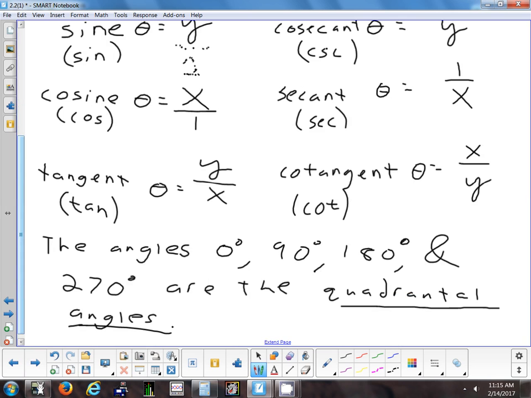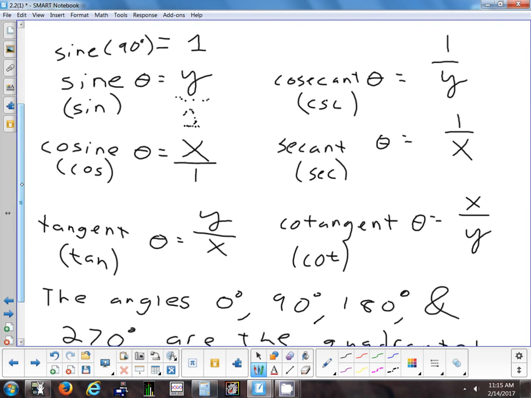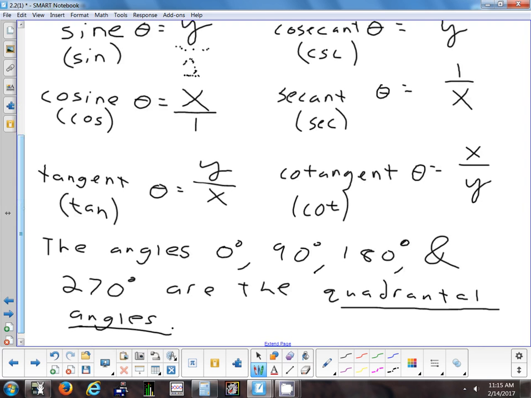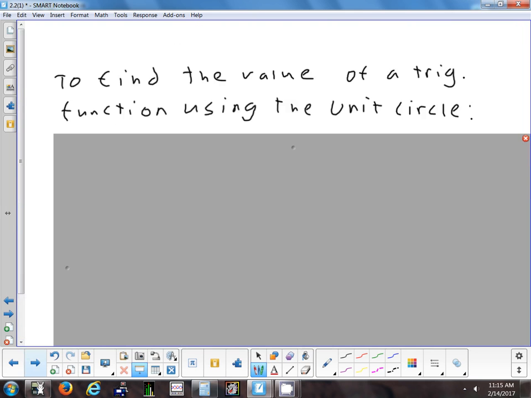All right, so we know the definitions of the 6 trig functions based on a coordinate. We know the names of these angles, but we still have to put that together. How do we actually do unit circle trig? Those 2 steps.